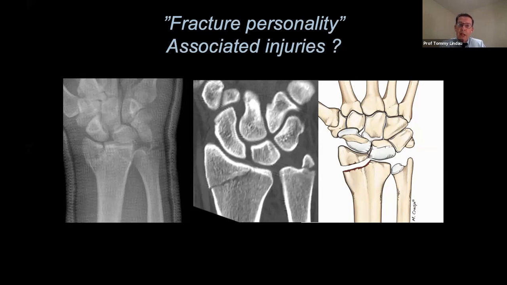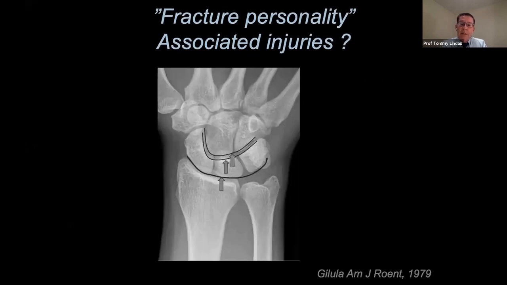The CT scan helps you to see the exit points, and you see that there has been a combined radius fracture and an ulnar styloid fracture. And this is something we always need to bear in mind, that the fracture might represent the tip of the iceberg, and what lies underneath it is for us to identify.